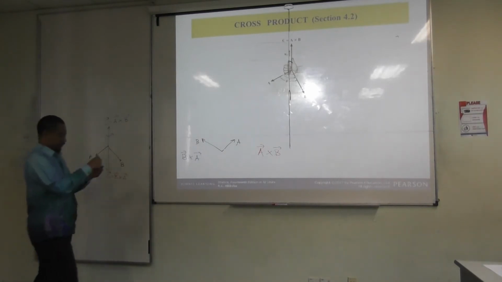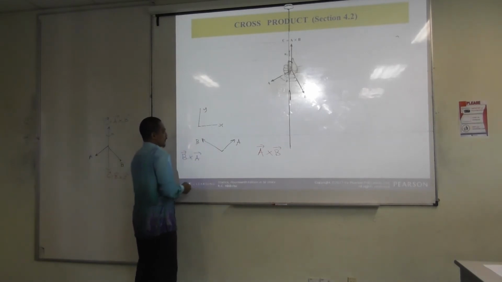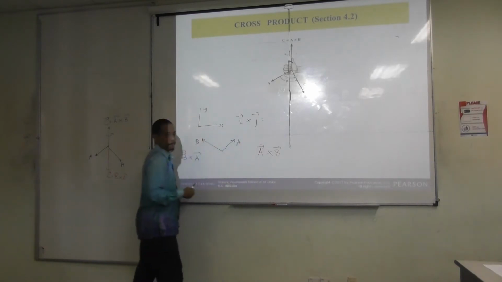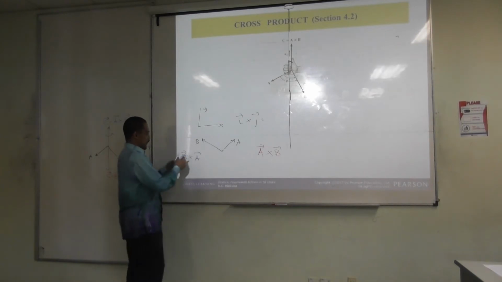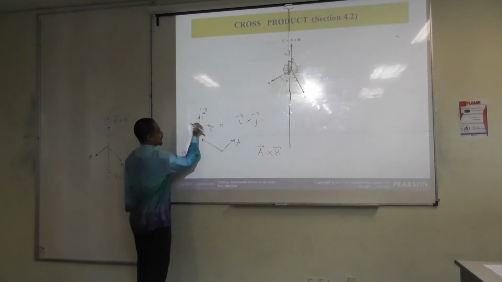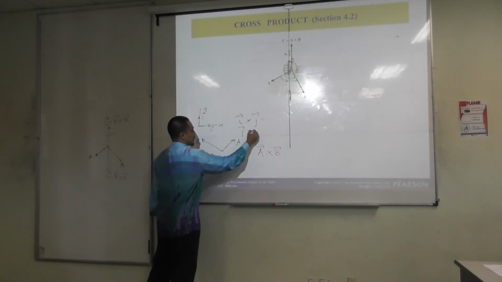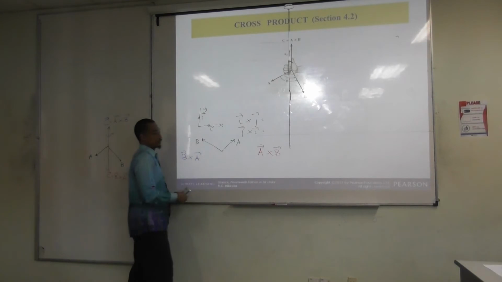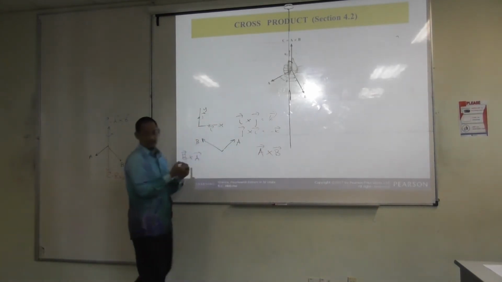So if you have, for example, x-axis, y-axis, right? So I cross J will be what? K. Okay, right? Because I is here, J is here, so if you do that, your thumb going up will be K. So J cross I, you get negative K, right?